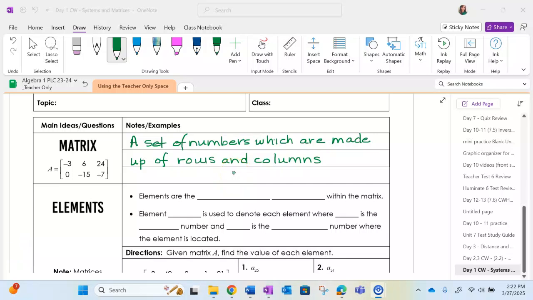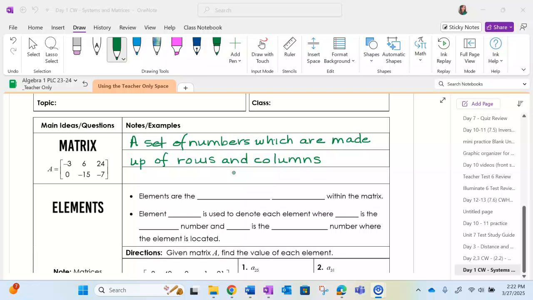All right, this is day 1 of Unit 2. We are learning about matrices. Matrices is plural for matrix. That means there are usually more than one. So a matrix is a set of numbers which are made up of rows and columns.